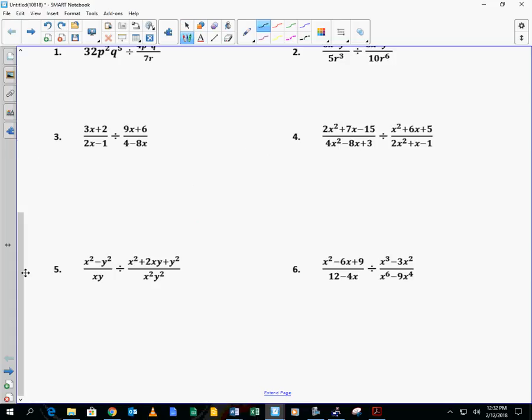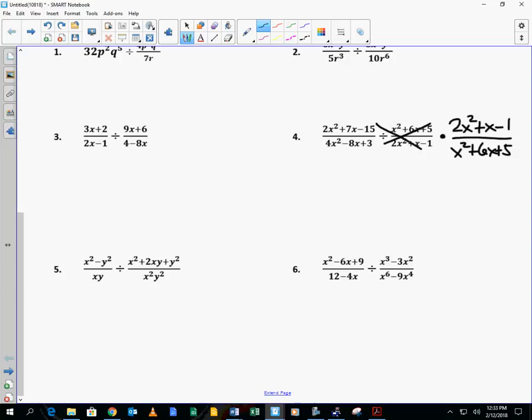Number 4, that's a little bit more challenging. We have to factor 2x squared plus 7x minus 15. Sometimes to save time, folks, what I do is when I see this division sign here, I write multiply by the reciprocal. So 2x squared plus x minus 1 over x squared plus 6x plus 5.